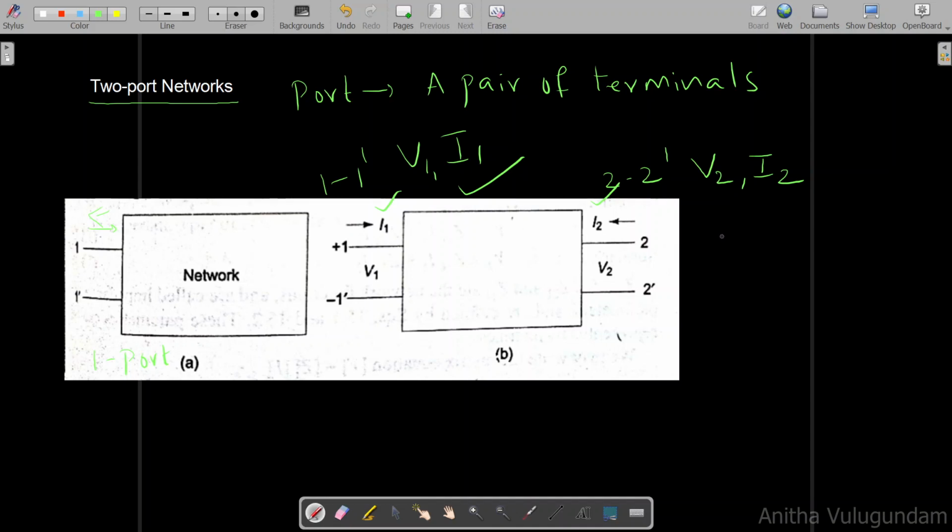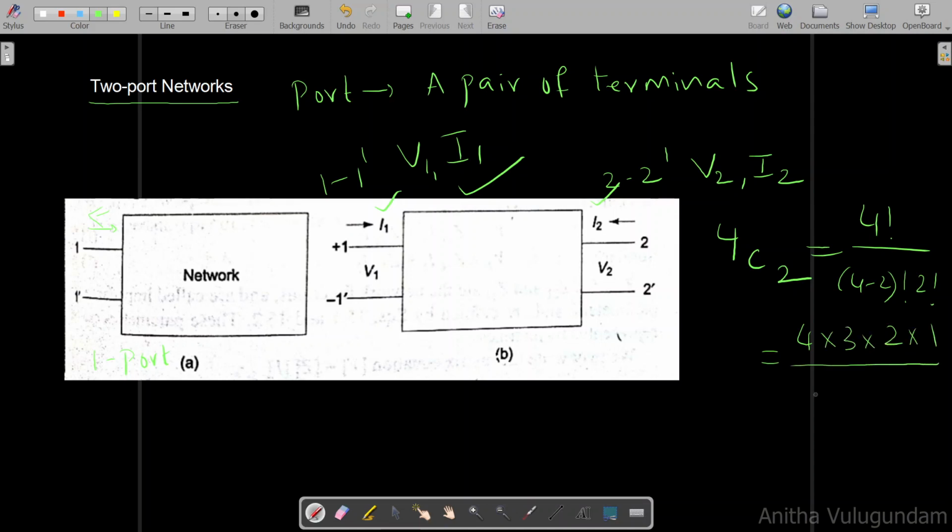The number of possible combinations generated for these four variables is 4C2, which is 4 factorial by (4 minus 2) factorial into 2 factorial. So 4 into 3 into 2 into 1 by 2 factorial into 2 factorial, that is 2 into 1, 2 into 1. So the 2 gets cancelled, giving a total of 6 combinations. There are 6 possible sets of equations describing a two-port network.